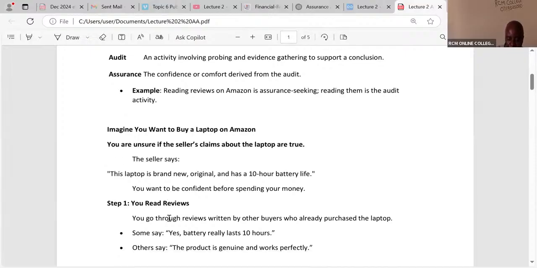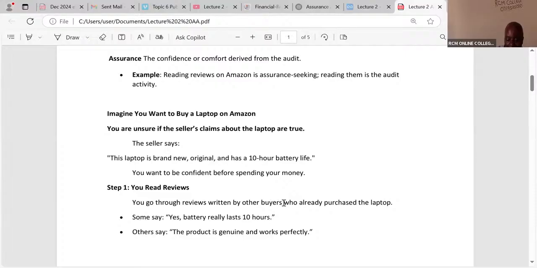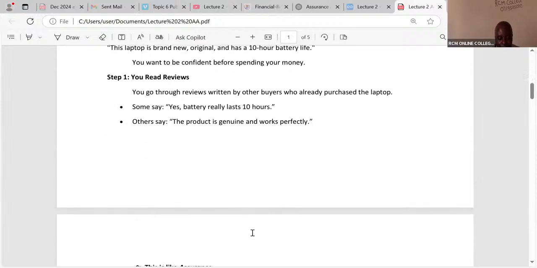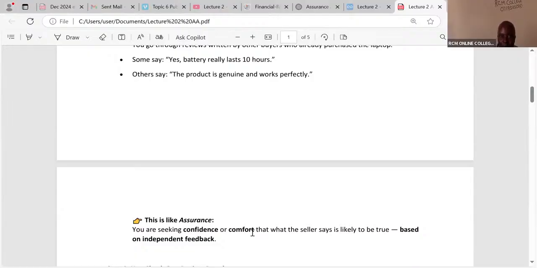You go to the reviews, you go through reviews written by other buyers who already purchased the laptop. Some say, yes, the battery really lasts 10 hours. Happy customers. Others say the product is genuine and works perfectly. So this is like an assurance. I'm getting comfort from many people giving testimonies. You are seeking confidence that what the seller says is likely to be true based on independent feedback.